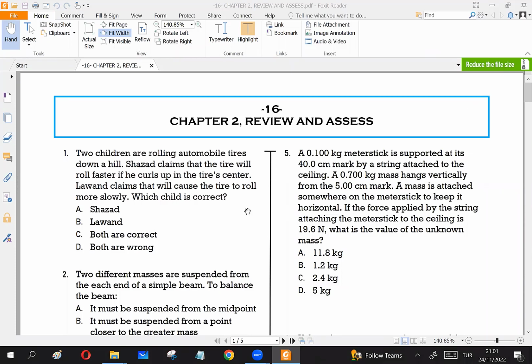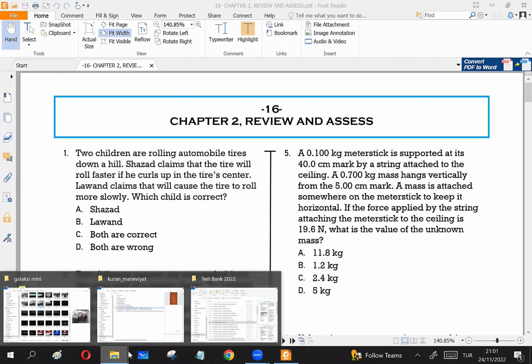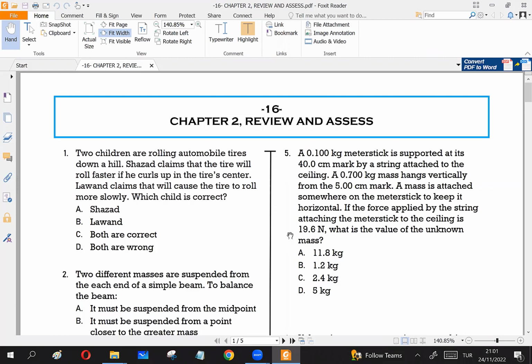Okay, question number one. It's one of the chapter 2 questions. In fact, maybe when you were solving the chapter, you solved this question. Two children are rolling automobile tires down a hill, and a hill is an inclined surface. Shazad claims that the tire will roll faster if he curls up in the tire center, and Laman claims that that will cause the tire to roll more slowly.